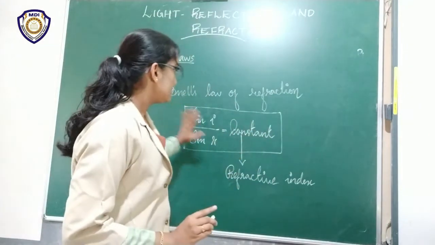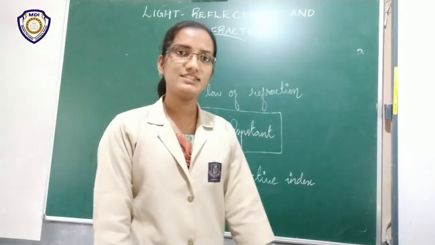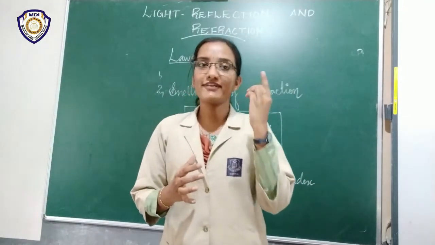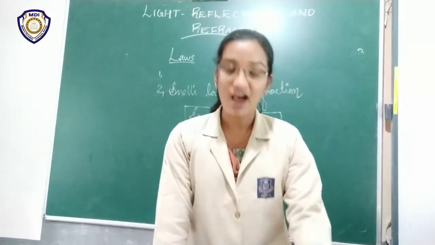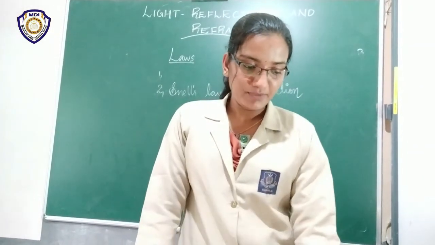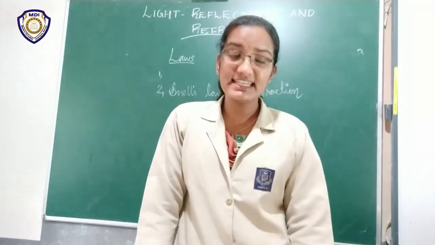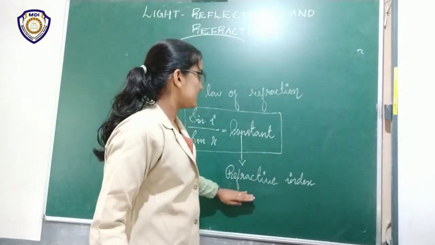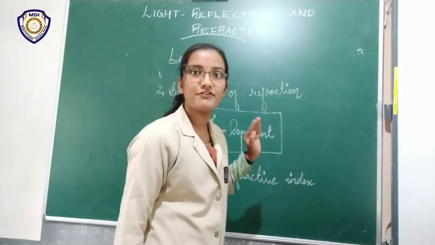This is Snell's law. These are the two laws of refraction. Did you get it? The first law says that the incident ray, the refracted ray and the normal at the point of incidence all lie in the same plane. The second law says that the ratio of the sine of the angle of incidence to the sine of the angle of refraction is a constant. That constant is known as the refractive index of the second medium with respect to the first.